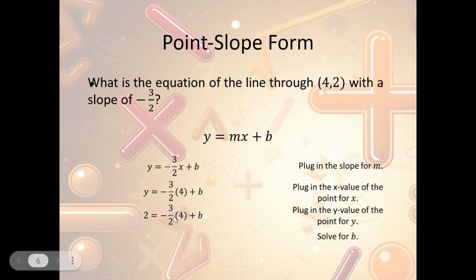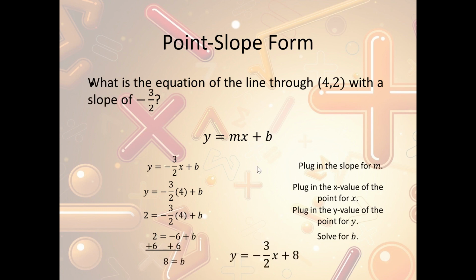Now we're going to go ahead and solve for b. So when we do this, we get -12/2, which is the same thing as -6. So 2 = -6 plus b. We're going to add 6 to both sides to get rid of that 6, and we get 2 plus 6 is 8. So b is 8. Now we're going to plug that back in. So we get y = -3/2 times x plus our y-intercept, which in this case is 8. So that goes there, and that's how we write the equation using point-slope form.